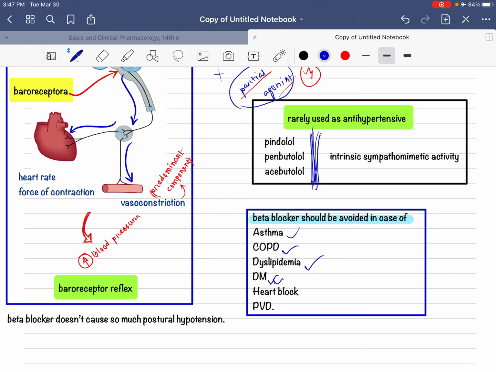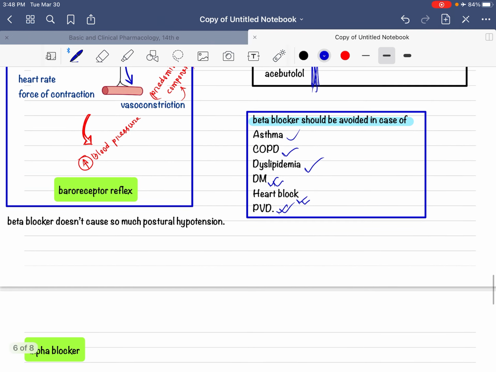as it masks the signs and symptoms of hypoglycemia in diabetic patients. And we cannot use it in case of heart block, because if you block the beta 1 receptor, the SA node and your heart are already in a heart block condition. If you block the beta 1 receptor more and more, then you may undergo sudden heart failure. And we also cannot use the beta blocker drug in peripheral vascular disease.